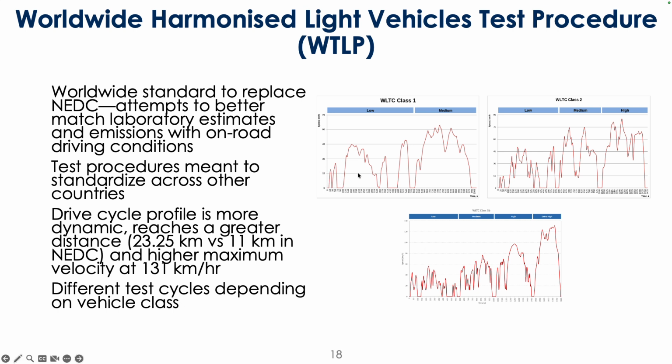The speed traces go on for a much longer period of time and are a little bit more dynamic than what you were seeing in NEDC. These particular examples are across different classes of vehicles, so this would be more on the passenger vehicles, whereas class 2, class 3, you're getting to heavier vehicle classes, right? And so here they're differentiating classes with the different test cycles.